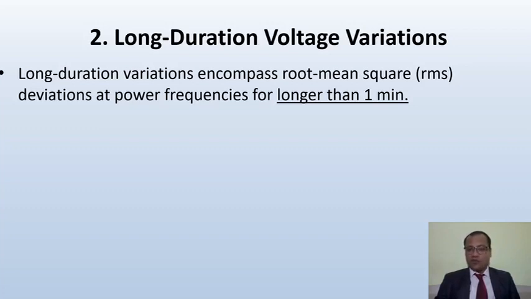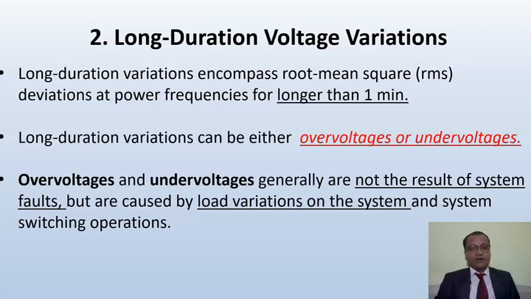That means if the voltage or current signal deviates from its original value or original wave shape for longer than 1 minute, within a power frequency. Now these variations are divided into two parts, that is over voltages and under voltages. Over voltages and under voltages are caused by load variations, and they are not part of system faults. We can say they are also caused by switching operations, but due to faults they will not occur.